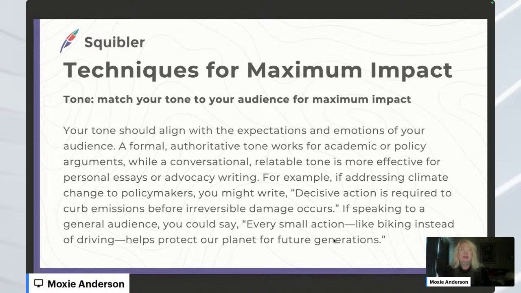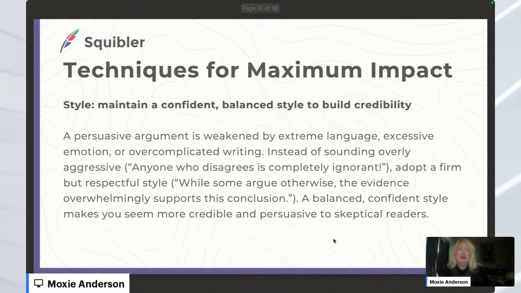For example, if you wanted to talk about climate change to policymakers, you might write, "Decisive action is required to curb emissions before irreversible damage occurs." But if you're speaking to a general audience, you might lose them if you speak like that. So you could say something like, "Every small action, like biking instead of driving, helps protect our planet for future generations." With style, you also want to think about the style that you're going to adopt for your persuasive writing.